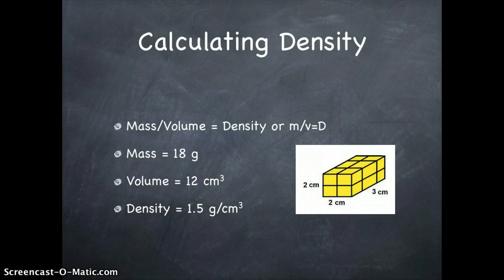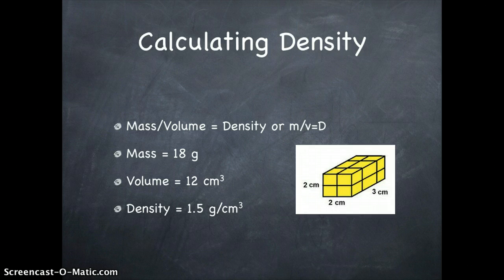Let's look at another example. This box has the same volume as the last one, and we can check that by multiplying the dimensions. 2 times 2 times 3 is 12 centimeters cubed. The difference is that this box has a mass of 18 grams, and if we use our density formula, we see that this box has a density of 1.5 grams per cubic centimeter. By increasing the mass, we increase the density.